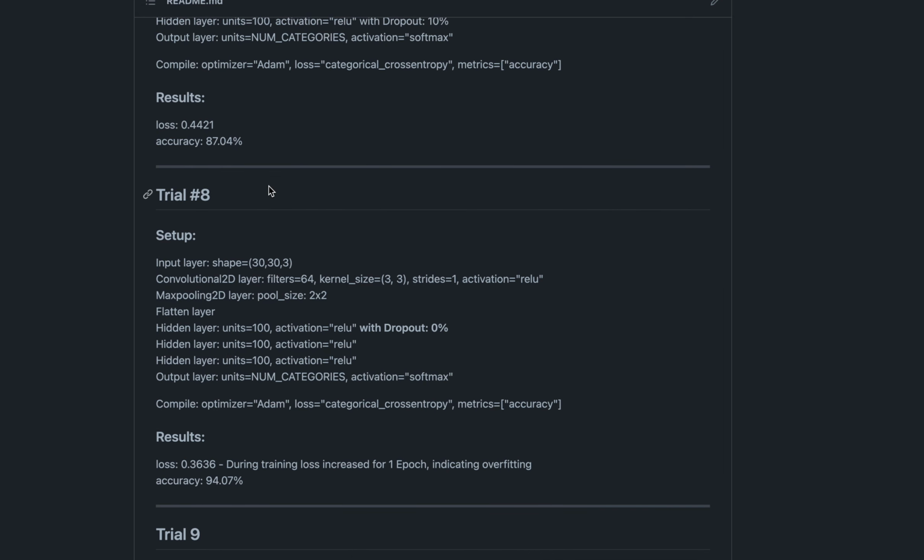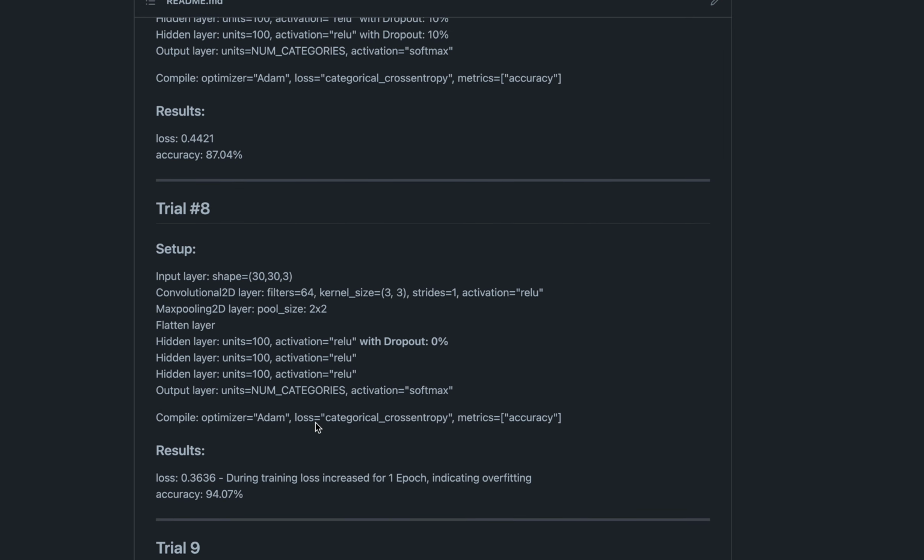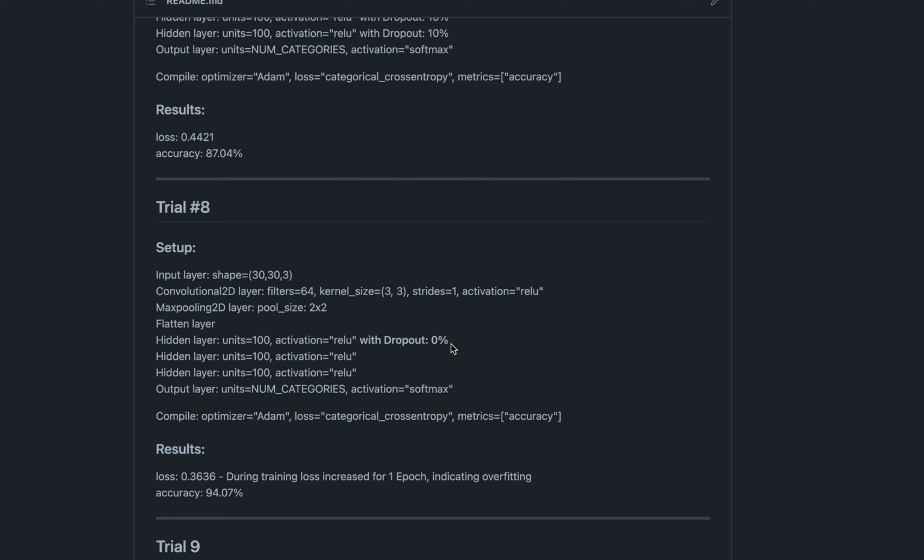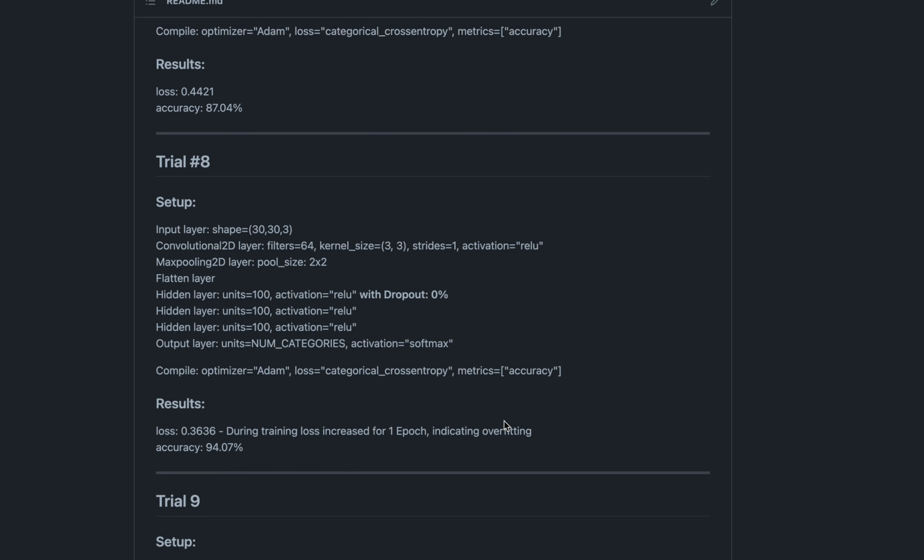So for my next trial, what I did is just change the dropout. I wanted to test what if I don't use any dropout at all. Here my accuracy went up to 94%. However, during the training, I noticed that the loss was increasing for at least one epoch. So it was a sign of overfitting. Maybe my model was overfitting here.